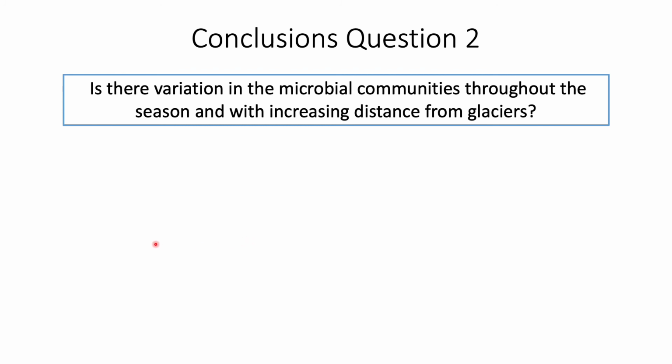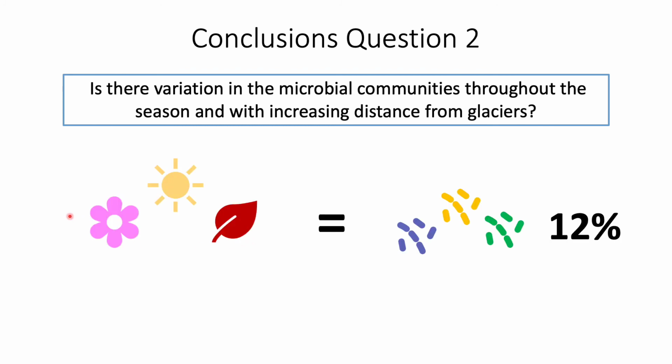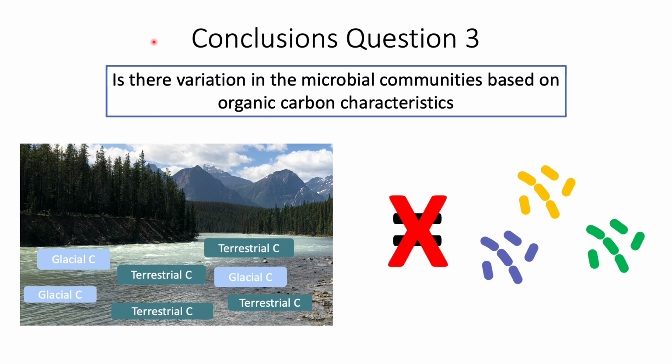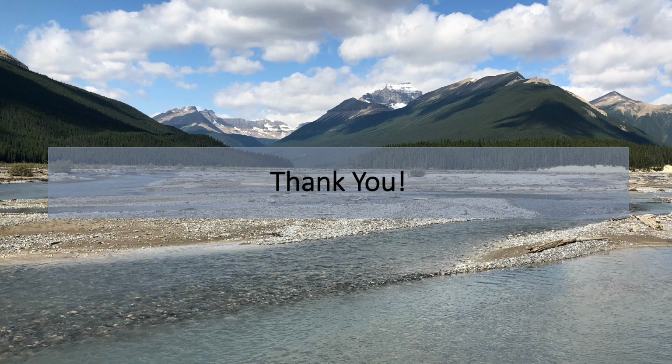The conclusion to my second research question was that season did significantly account for variation in the microbial communities, with month sampled accounting for 12% of the variation seen between communities. Additionally, distance from glacier was also causing significant variation in the microbial communities, accounting for 6% of the variation observed between microbial communities. Finally, the conclusion to my third research question was that the organic carbon characteristics did not significantly explain microbial community variation.